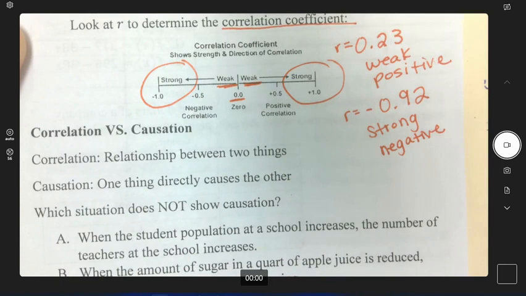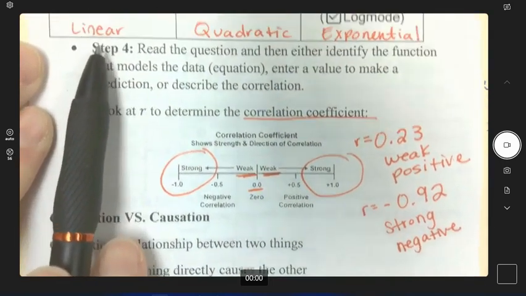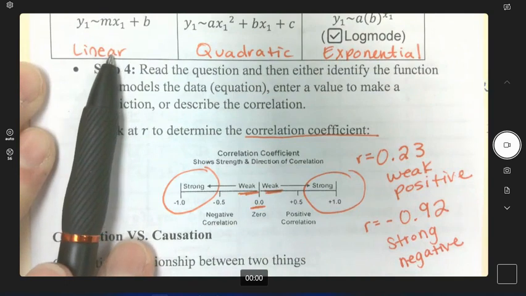So to find the R value using Desmos, you'll have to enter in the linear regression equation.